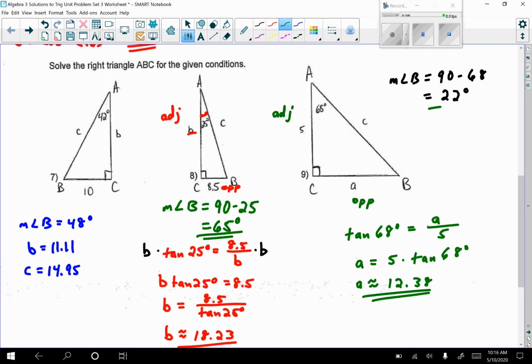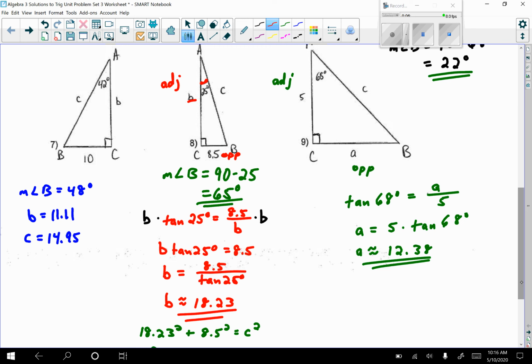So I have angle B and side A, so we could use the Pythagorean theorem to find side C. So we could say C squared is going to equal 5 squared plus 12.38 squared. This gives me 178.2644, and then taking the square root of that, I get about 13.35.